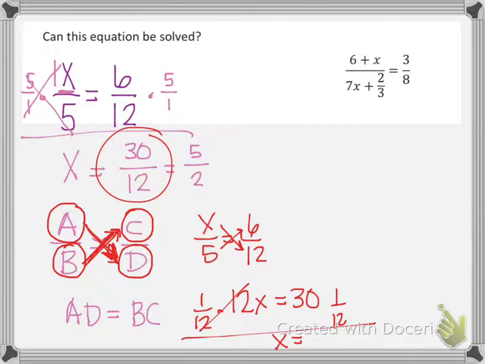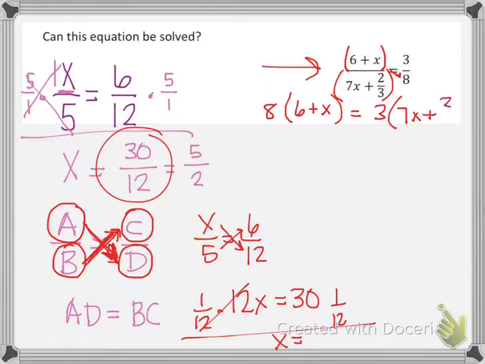So you can use that theorem that says that a over b equals c over d, then you can say a times d equals b times c. You can use that in our problem here. So that's what we're going to do. We're going to take this entire expression, 6 plus x, and we're going to multiply it by 8. So that's 8. Let me just write it out now. We'll simplify later. 8 times the quantity 6 plus x. That's the means. And then extremes would be here. This would be equal to 3 times the quantity 7x plus 2/3.